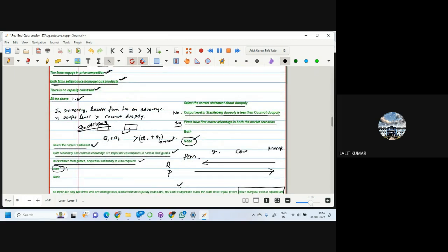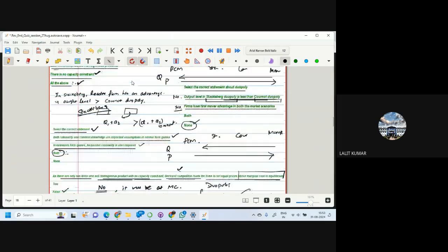Select the correct statement about duopoly. Output level in Stackelberg duopoly is less than Cournot duopoly. No, we saw monopoly, Cournot, Stackelberg, and PCM, which is nothing but Bertrand. Quantity keeps on increasing from here, and price keeps on decreasing in this direction.